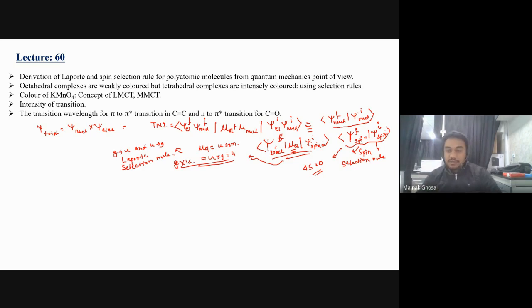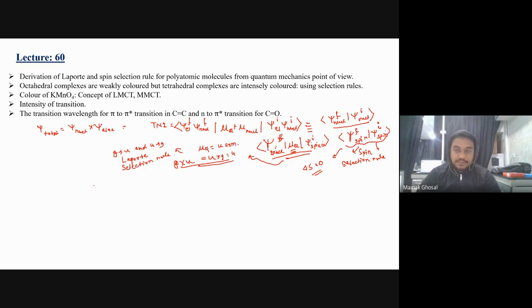So you have seen two kinds of selection rules here. One is the spin selection rule, which tells you that transitions between states of the same spin are possible only. And the Laporte selection rule tells you that transitions between two wave functions of different symmetries, or different parity, are only allowed.